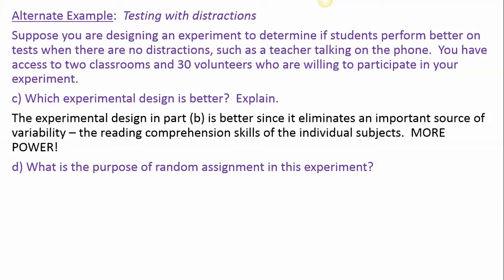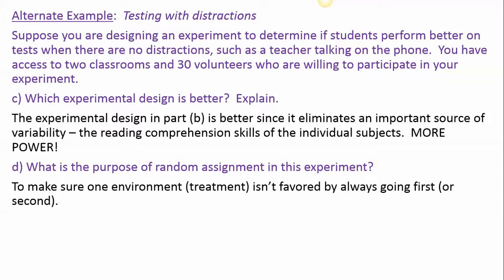What is the purpose of random assignment in this experiment? To make sure one treatment isn't favored by always going first or second. So there is a little bit of random assignment in that sense, in that room A has the treatment of distraction first, and then room B gets it second. So there could be some variability in that.